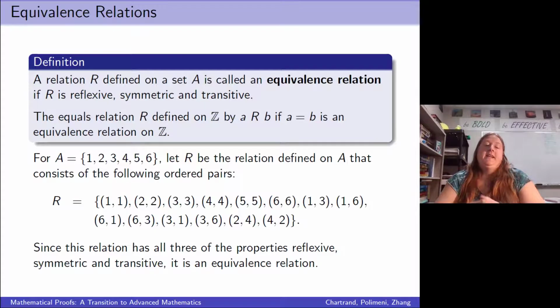So let's take a look at the set A that has the integers 1 through 6 in it. And we're going to have a relation that has these ordered pairs below in it. Now, we can go through and we can check this and we can see that it is reflexive. 1, 1, 2, 2, 3, 3, 4, 4, 5, 5, and 6, 6 are all present. All right. It is symmetric. You can go through and check that. It is transitive. You can also go through and check that. And consequently, this relation is an equivalence relation.